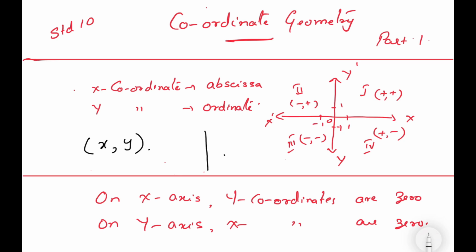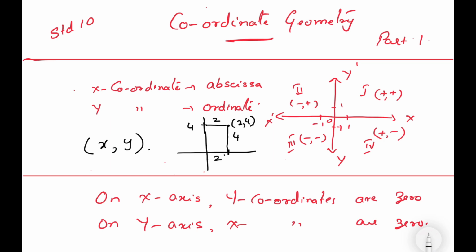For example, if the point is 2, 4, it will be 2 units from y axis and 4 units from x axis. So this will be 2 and this will be 4, and this point is 2, 4. That is 2 units from y axis and 4 units from x axis.